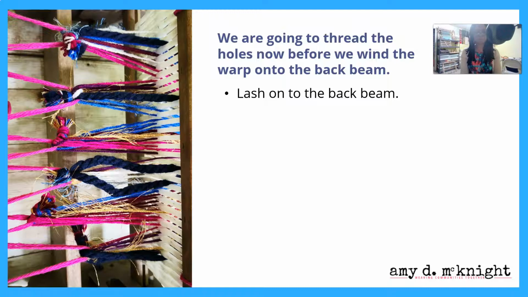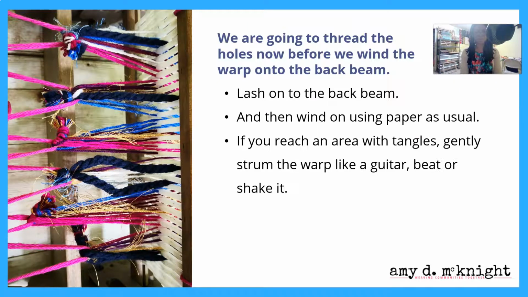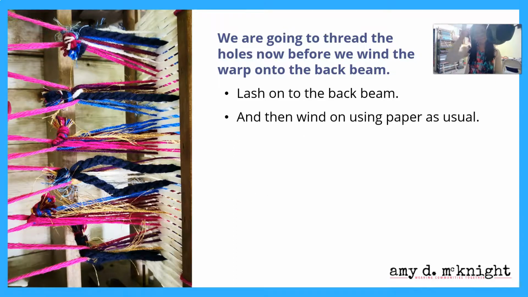pressed about tension because you're going to be pulling the warp in the front as you wind on, so the tension will pretty much take care of itself. You just want to secure it to the back beam. And then you're going to wind on using paper as usual. All right, so let me go back one. If you are not comfortable lashing on, then go ahead and use surgeon's knots to tie onto the back beam.